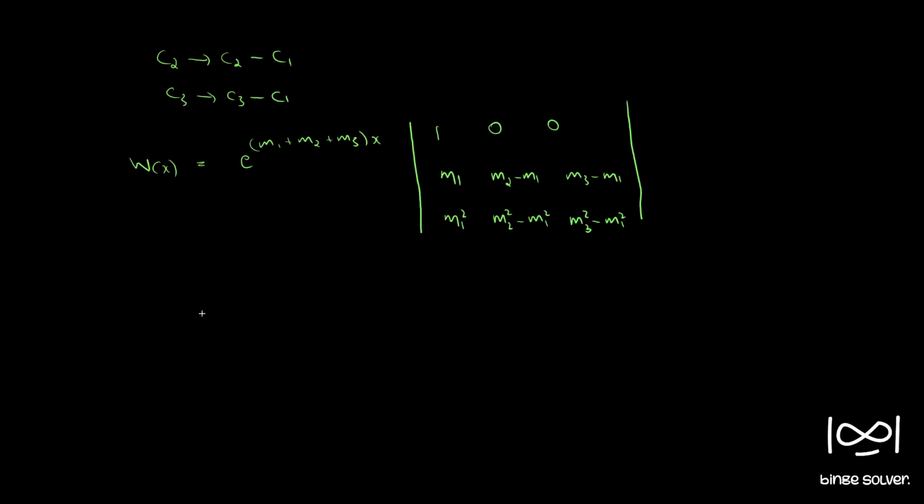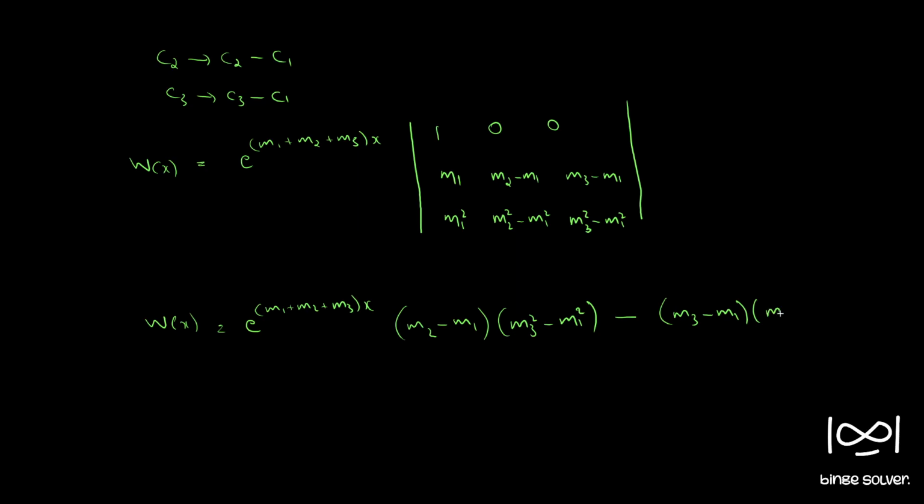So this determinant becomes W of x equal to e raised to (m1 plus m2 plus m3)x into (m2 minus m1) into (m3 square minus m1 square) minus (m3 minus m1) into (m2 square minus m1 square). This can be written as e raised to (m1 plus m2 plus m3)x.